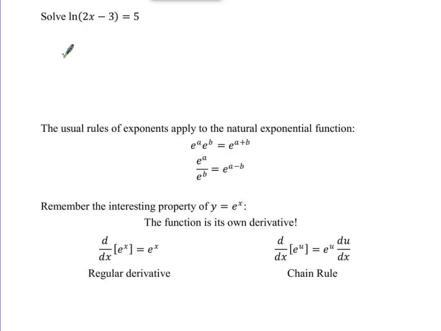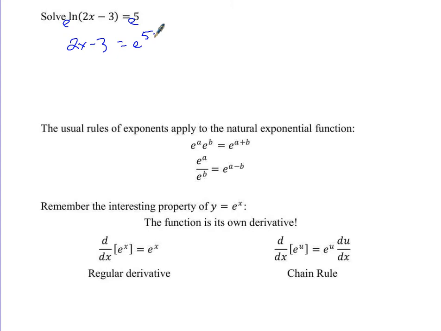On this one, what do we need to do? We're not timesing. This is not multiplication. This is applying e to both sides. Okay? Both sides then become an exponent of e. e to the natural log of something wipes out e and natural log, and I'm left with 2x minus 3 equals e to the 5th power.